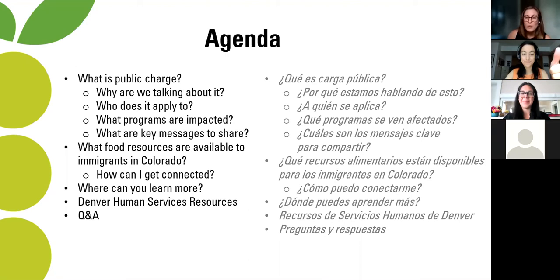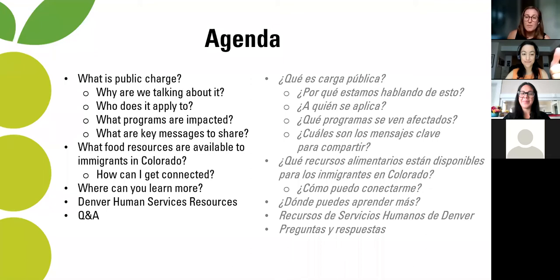And the plan for today is to look at what public charge is. Perhaps you have heard about this in the past few years, and we'll be talking about a little bit of context about why there were so many rumors. We will also be talking about who it applies to, what programs are impacted, and what are the key messages to share with your community.